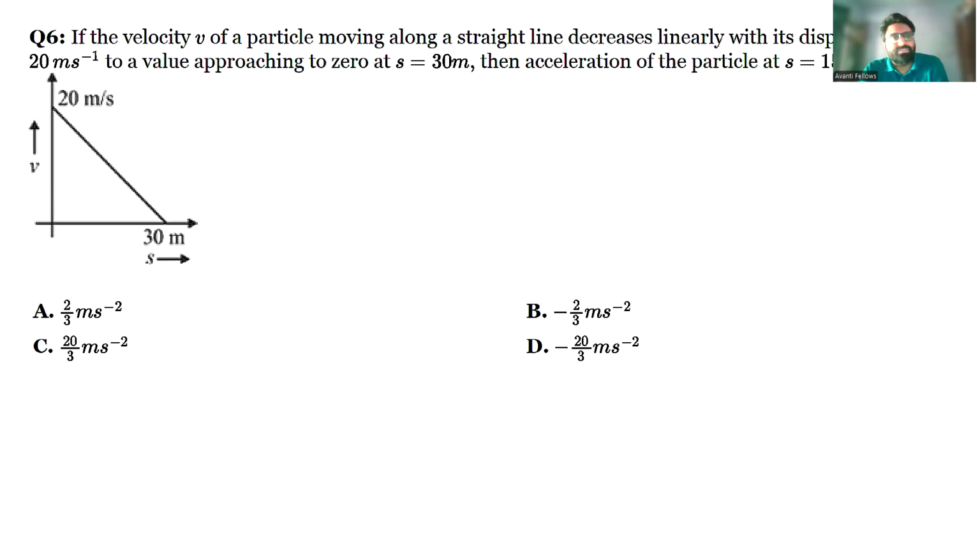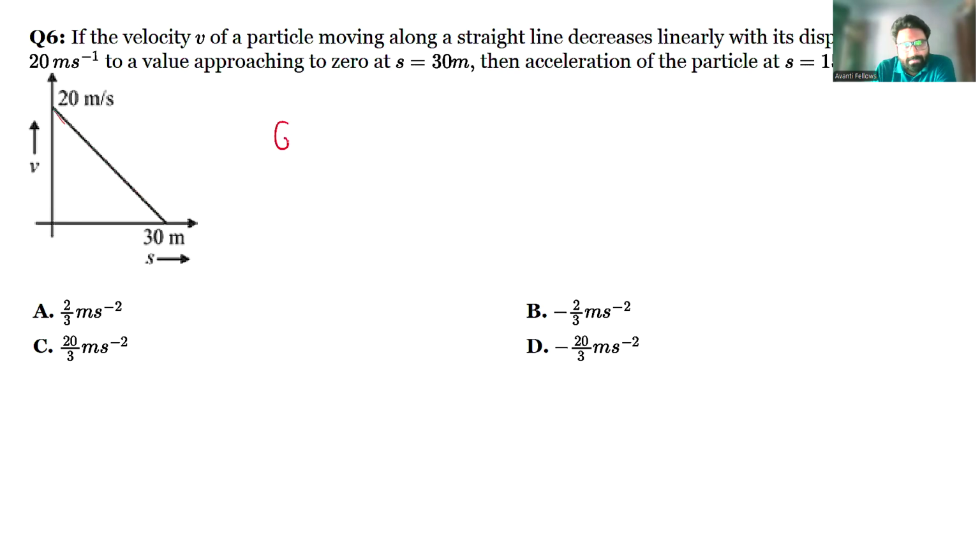Now move on to this question. If the velocity v of a particle moving along a straight line decreases linearly with its displacement s from 20 meters per second to a value approaching 0 at s equals 30, find the acceleration of the particle at s equals 15 meters. The same thing is here also. Here you are given a v-s graph, and you see that this graph is a straight line.